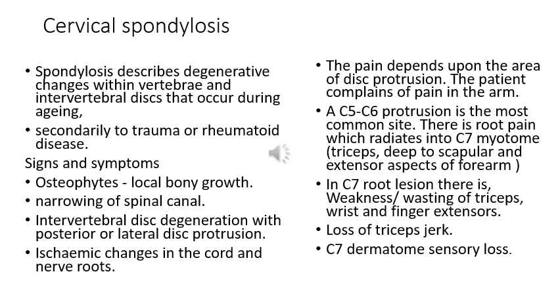In a C7 root lesion, in the C7 area of the protrusion and root lesion, there is weakness and wasting of the triceps muscle, the wrist, and the extensor muscles of the fingers. And there is loss of triceps jerk in advanced conditions. And there is sensory loss in the C7 dermatome area, the skin which is supplied by C7. There will be sensory loss also in later stages.